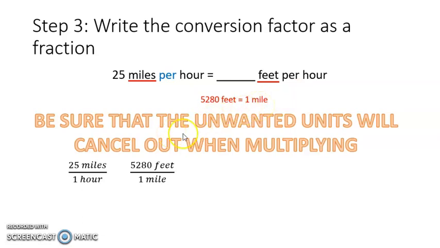But you need to be sure that the unwanted units will cancel out when you multiply. So if I want to get rid of miles, I have to put the miles on the bottom of the second fraction here. If I wanted to get rid of hours, then whatever hours would need to be at the top up here, so that when I do my reducing of my fractions, the miles will reduce out, or the hours would reduce out. Whatever it is that you need to get rid of should be able to be crossed out using fraction reduction. So let's look at step 4 now.